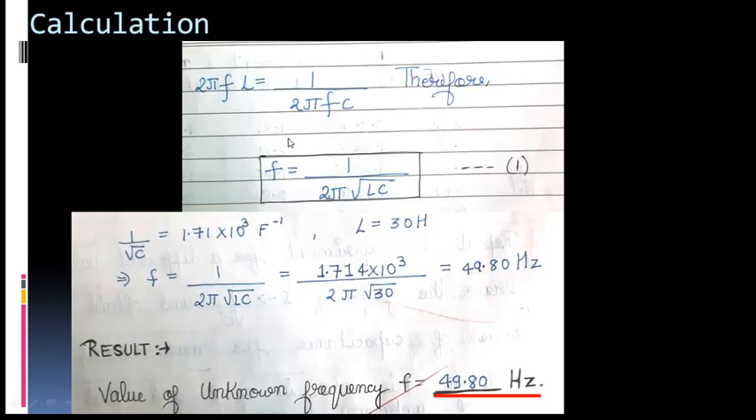So how to calculate this? 2 pi FL is equal to 1 upon 2 pi FC, and therefore F is equal to 1 over 2 pi under root LC. Here you are finding the 1.71 times 10 to the power plus 3 as the capacitance-related value. You substitute that value, with L equal to 30 Henry, and you get the answer 49.80. Very perfect answer.